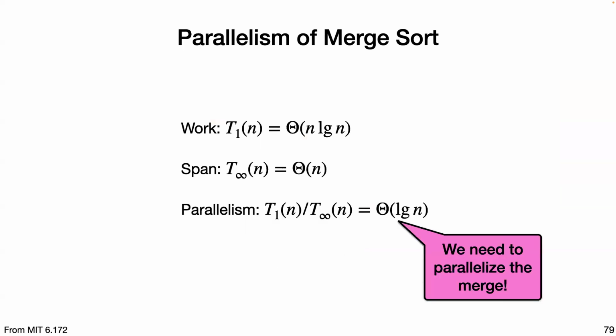So we have this work, which is n log n. We have the span, which is theta n. And then if you calculate the parallelism, it is log n, which is a problem because ideally we would like the parallelism to be much larger than p, which is the number of processors that we have. And log n is small relative to p, usually, unless your n is very huge. But for most reasonable n, log grows pretty slowly. So you want to parallelize the merge part.